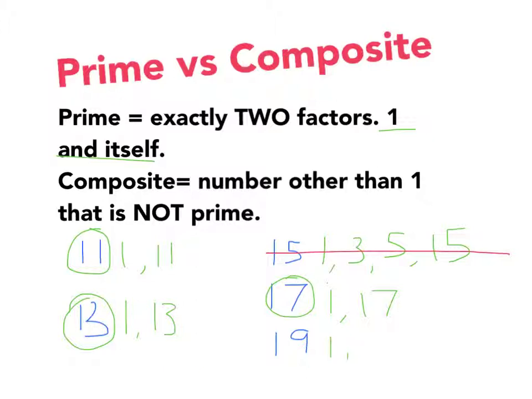19, 1 goes in, 2 no, 3 no, 4 no, 5 no, 6 doesn't go evenly. 19, boom, another prime number. See the way I'm talking? I'm working it out in my head and I'm speaking out loud. So 11, 13, 17, and 19 are my prime numbers between 11 and 20.